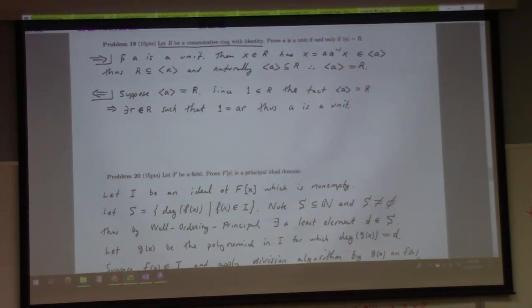On the other hand, if this is equal to R, that means that 1 is in the ring, and so there exists r in the ring such that a times r is equal to 1, which is to say that a is a unit. So it's not a hard problem, right? But it tells me a lot.